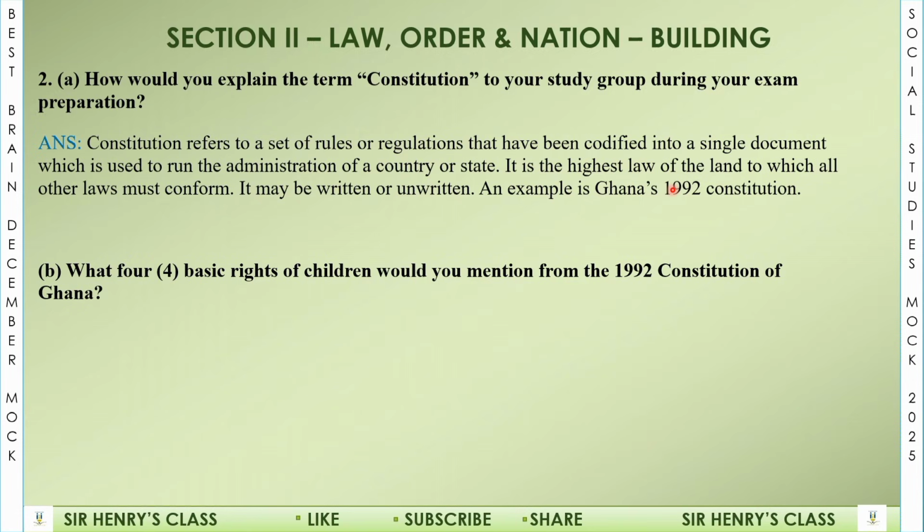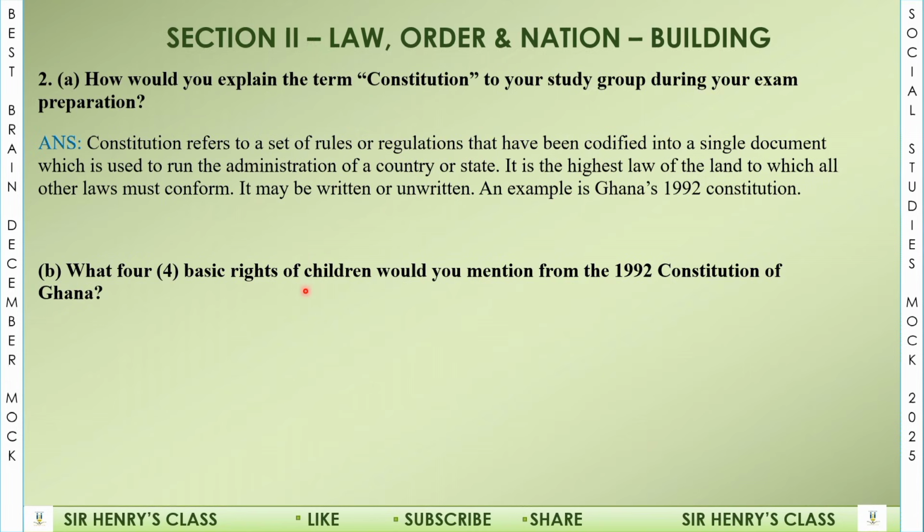And here the question is saying you should explain, so don't just define. We have a difference between explain and define. When we ask you to define, you just tell us what the thing is. By explain, it's just like you describing. You give us a bit of information about the term.